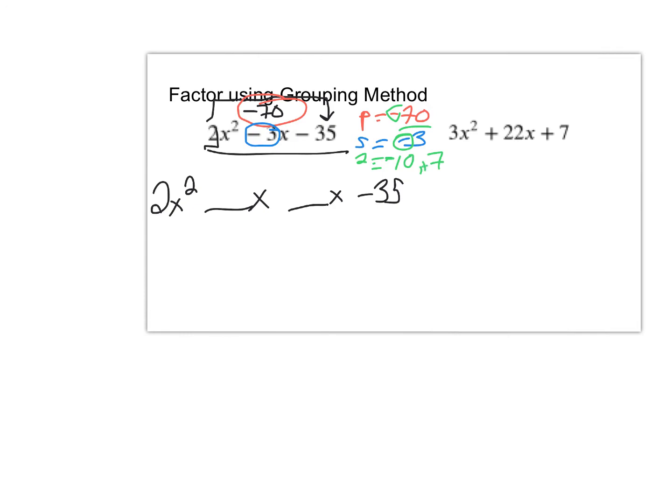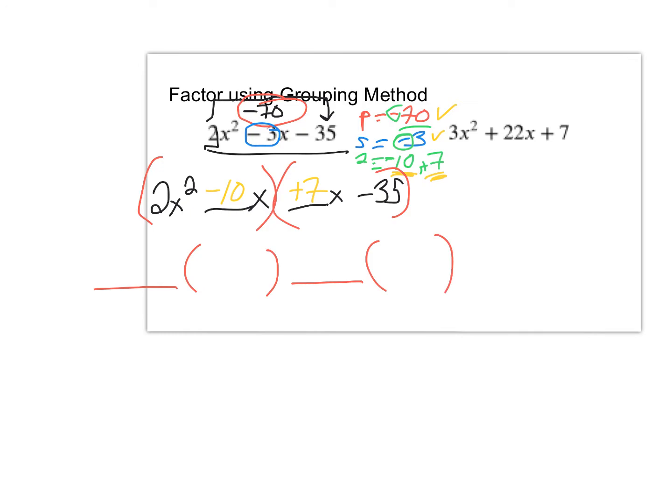All right, so let's quickly double check that. Negative 10 times 7 is negative 70. Negative 10 plus 7 is negative 3. So I'm good. I've got what I need. So those two numbers, negative 10 and positive 7, go on the lines. All right, let's group this up. First and second, third and fourth. Line, parenthesis, line, parenthesis.